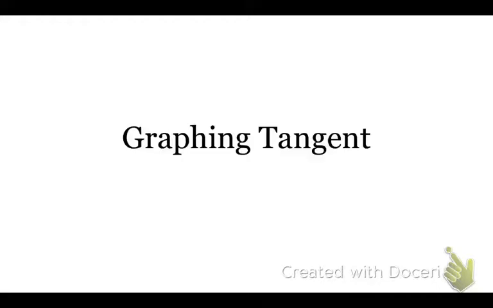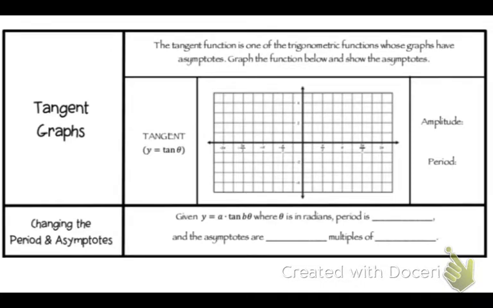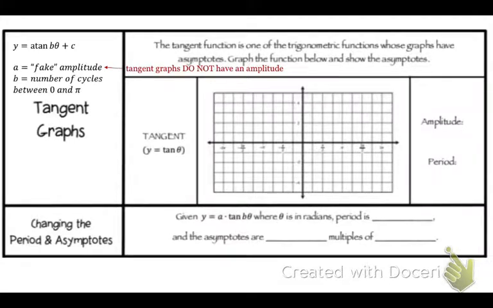Okay, graphing tangent. So we've graphed sine, we've graphed cosine, let's graph tangent. So tangent is a little weird. Sine and cosine were just like these beautiful waves. Tangent is not. So let's say we have y equals a tangent of b theta plus c. Well, a is we're just going to call it our fake amplitude. Like, we don't really have amplitudes here, okay? Yeah, tangent graphs don't have amplitudes.